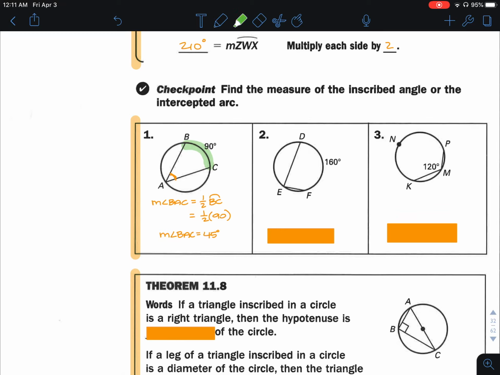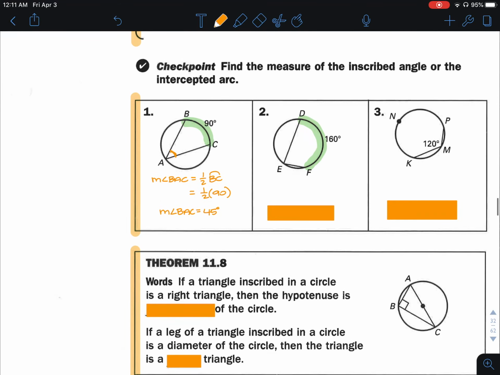So in number 2, we are given my arc here, which means I have to find my angles. If you're given your arc, you're finding your angle. If you're given your angle, you're finding your arc. It flip-flops a little bit. So let's set this up. The measure of angle DEF, which is what I'm trying to find, equals half of arc DF. I don't know the measure of DEF, but I do know the measure of arc DF, so 1/2 times 160. The measure of my angle should be 80 degrees.